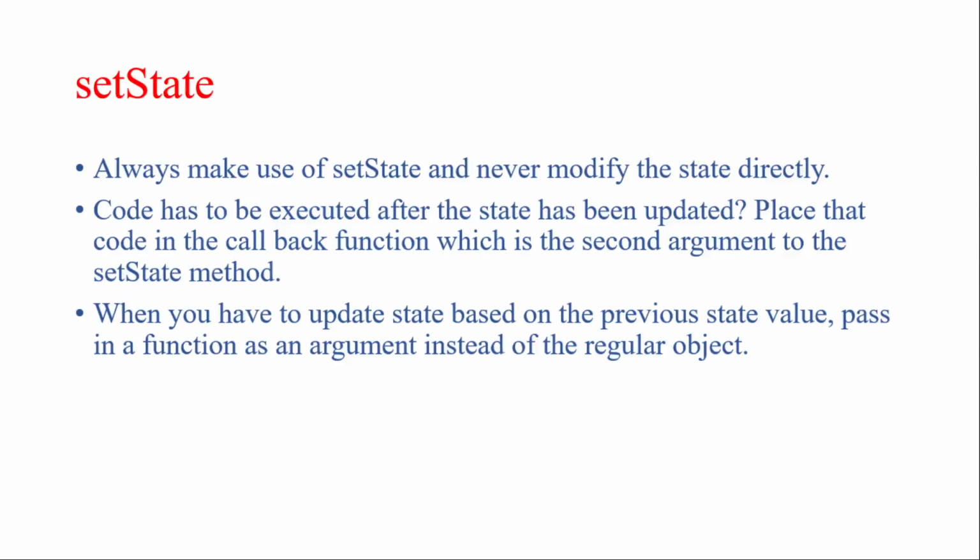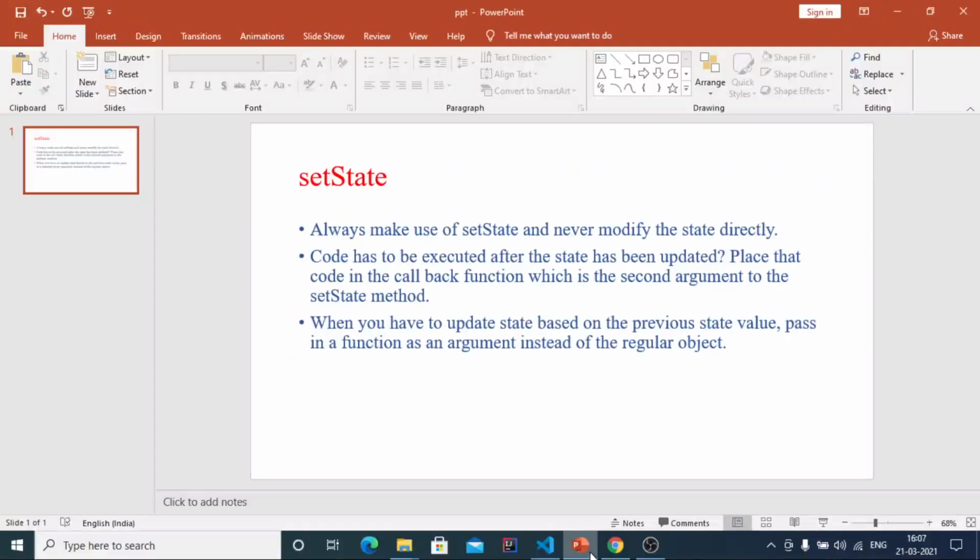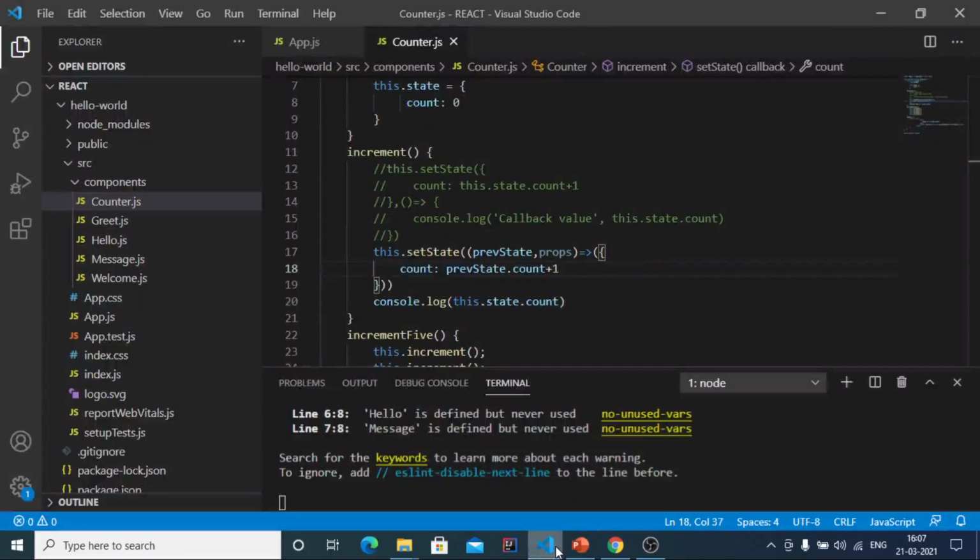Second is, if you want to execute some code after the state has been updated or set, you need to pass the callback function as a second argument to the set state method. Third is, if you want to make some update based on the previous state value, you have to pass in a function as a parameter to the set state method instead of the regular object. So this is all about state and set state method. We have taken a closer look at state and set state method.